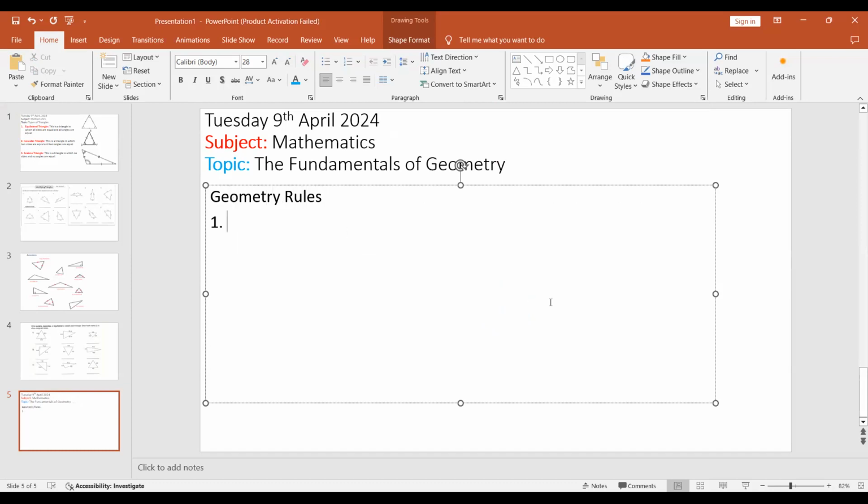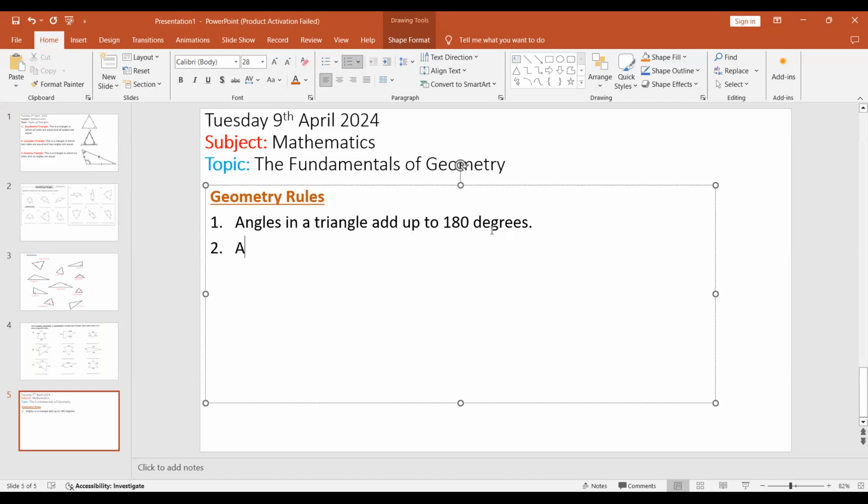The first rule that we're going to be looking at says that angles in a triangle add up to what? Angles in a triangle add up to what? 180 degrees. Say it again. 180 degrees. Very good. That's the first rule that we have to remember, that angles in a triangle add up to 180 degrees.